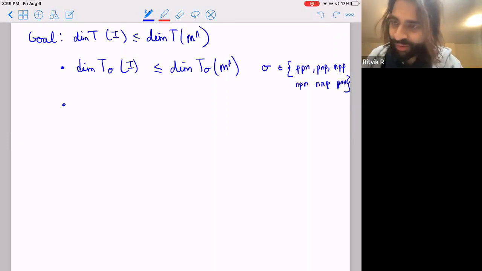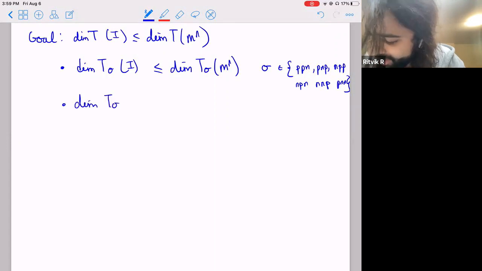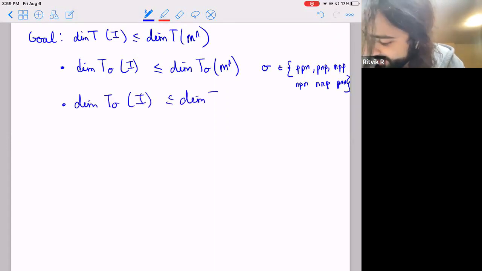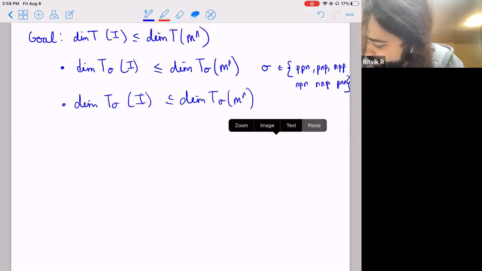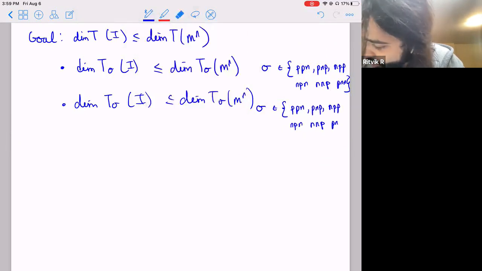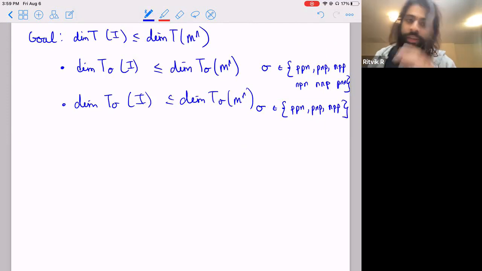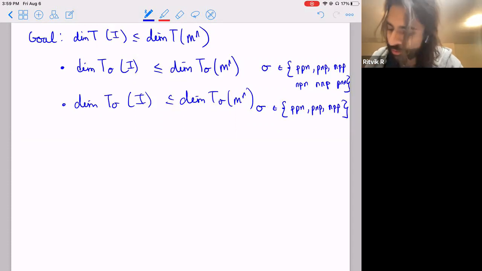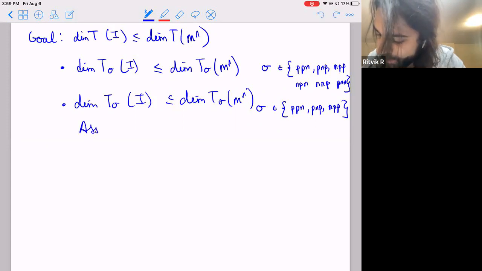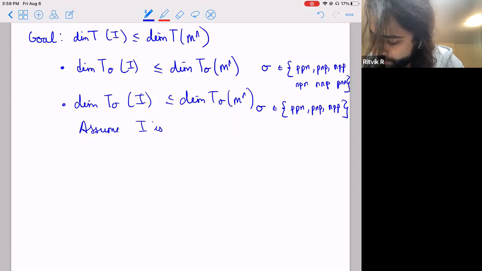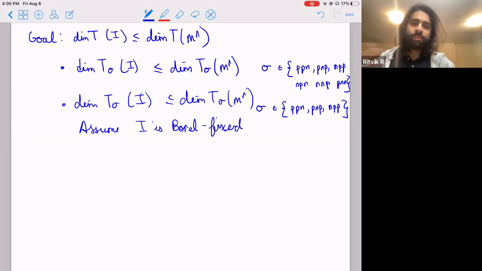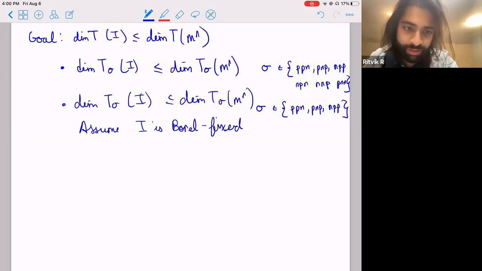I don't have too much time, so I'll just say it's enough to show this. It's enough to just show it for the cases where there are two positives, because of that duality. And now I'm going to assume I is Borel fixed, because then I get more combinatorial properties. This is a smaller class of ideals than the monomial ideals, and they enjoy a nicer combinatorial description.